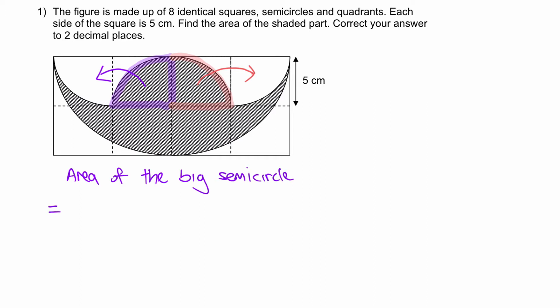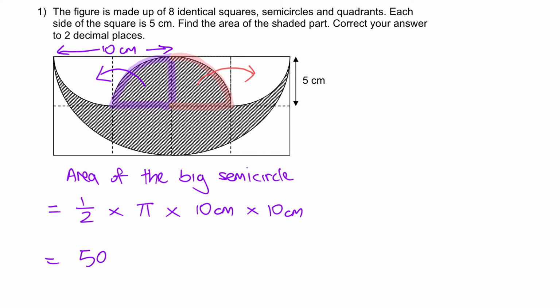semicircle. There will be half times the area of the full circle, which is pi, times the radius being over here, which is, let me write it down, 10 cm times 10 times 10. And that will give me 50 pi centimeter square.